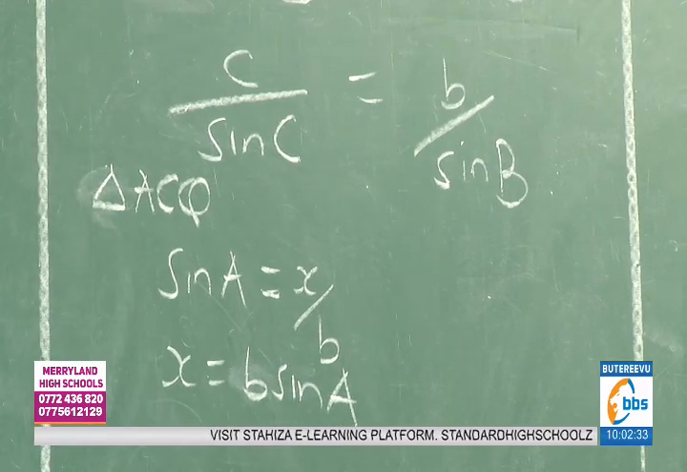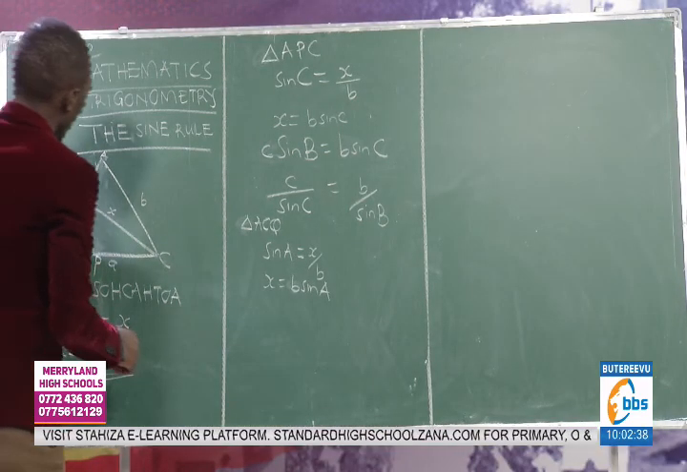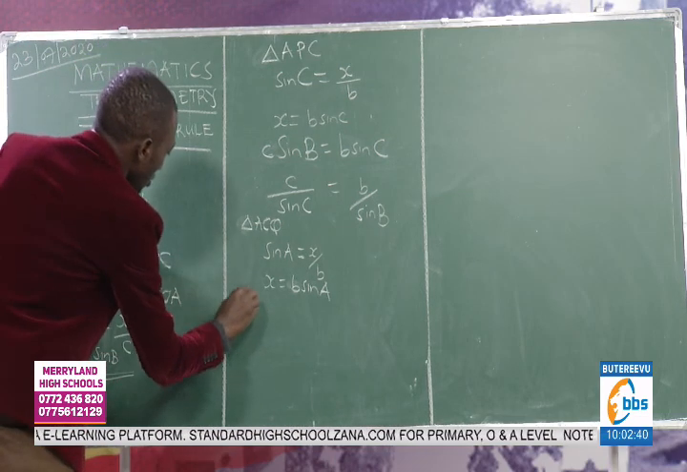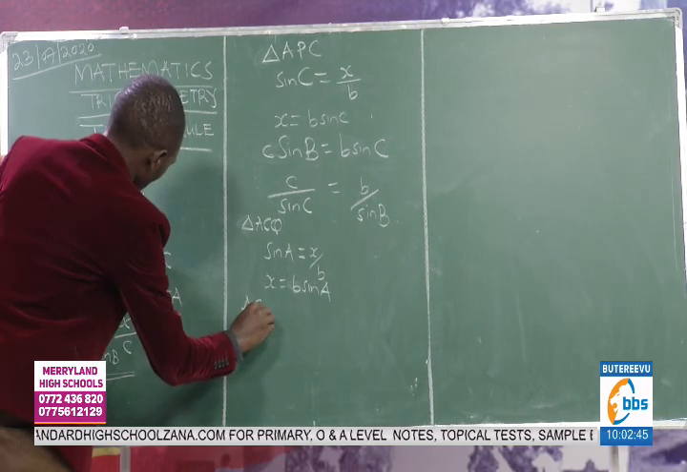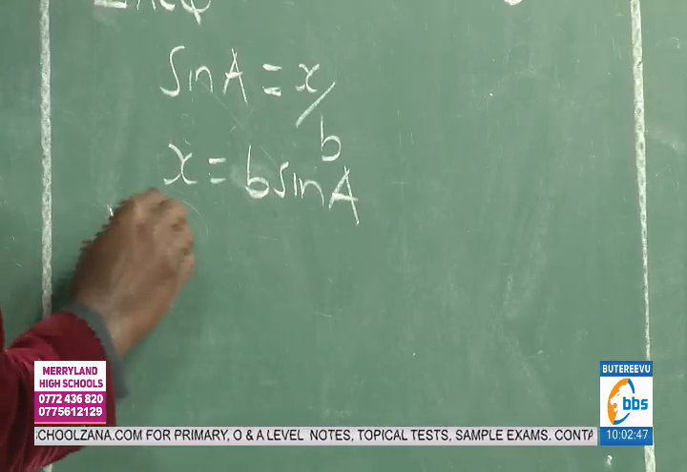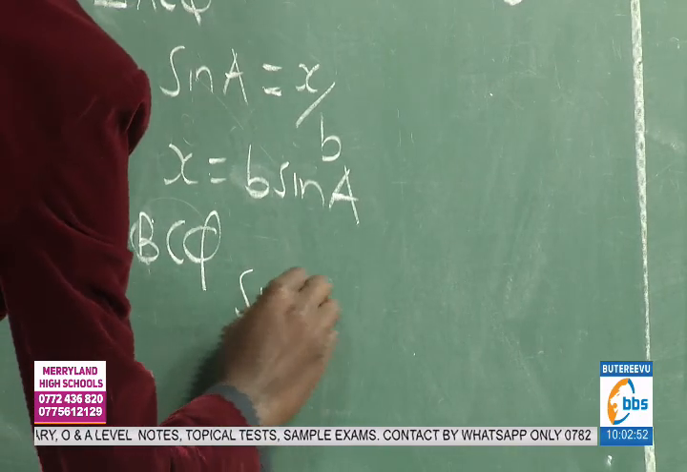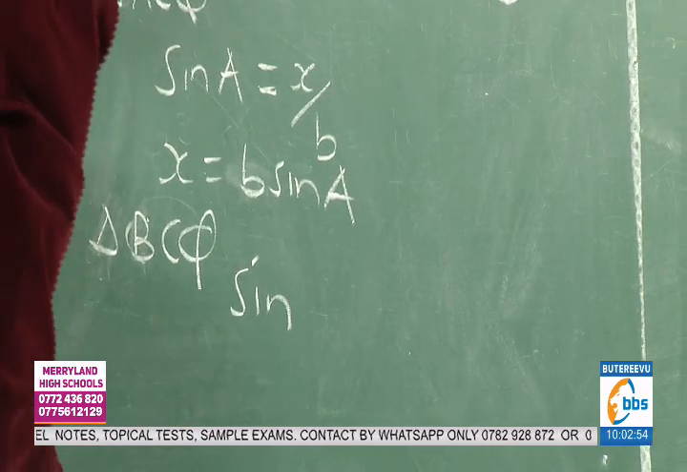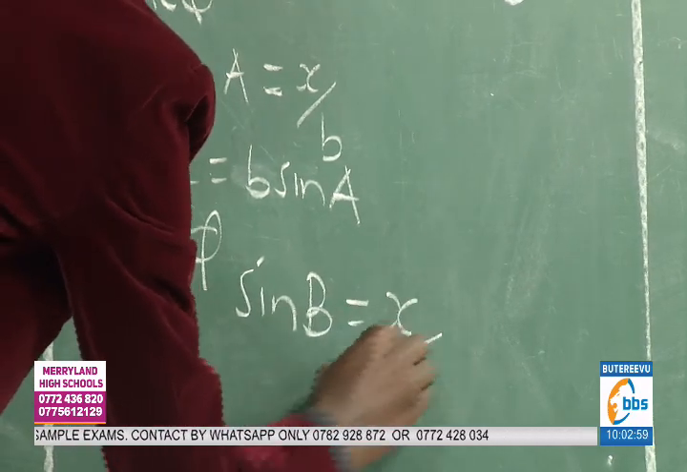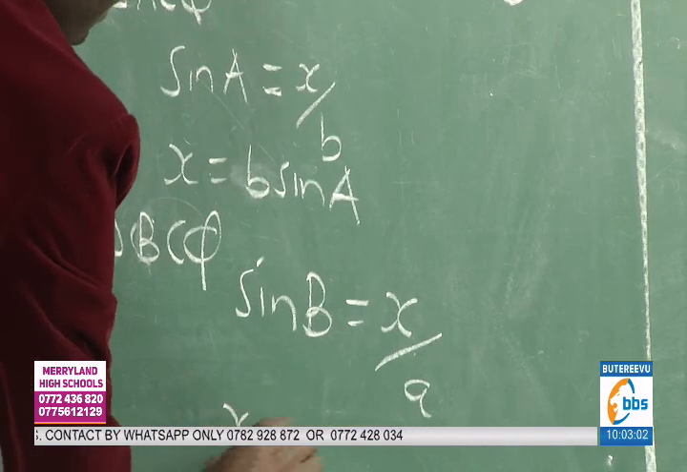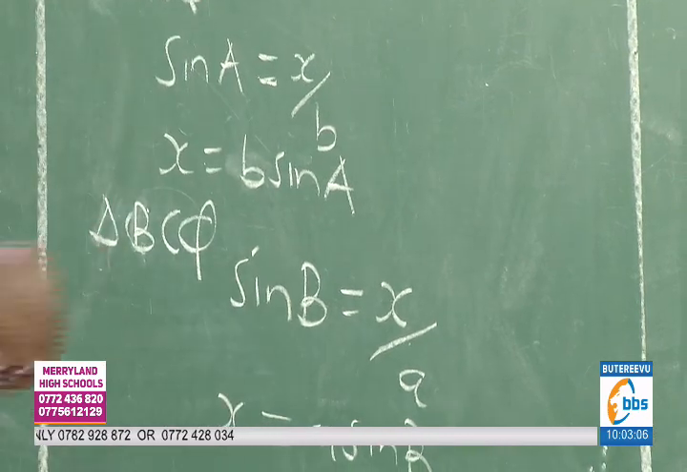Now, still I can use this other triangle, very fast. If I use the triangle which has B now, it is BCX. Then sine B will be equal to the opposite, x, out of a. Then this will give me x equals a sine B. That's what I'll be having.